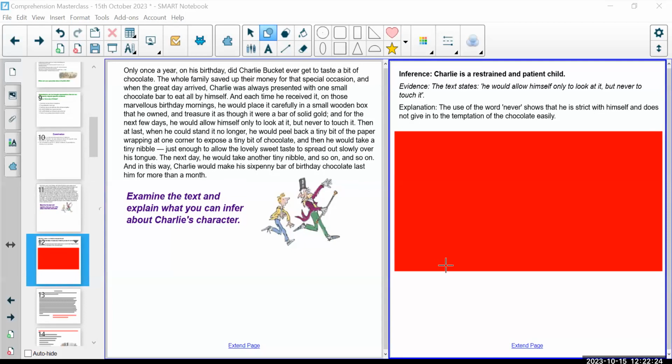Okay, right. That's my timer going up. So I'm going to read out some of your answers here. So let's have a look. Just scroll back. Now I'm hoping that I will get a point, evidence and explain.